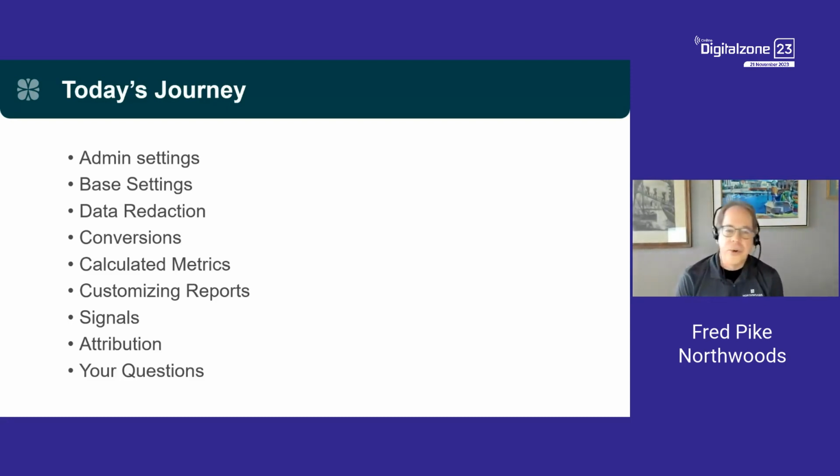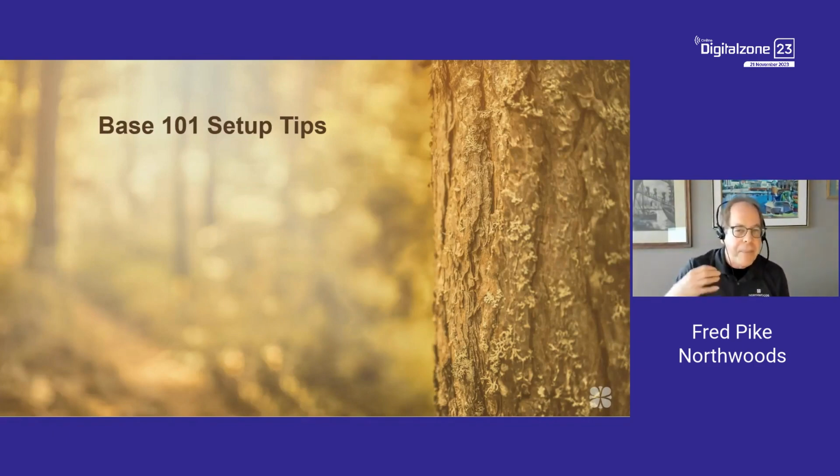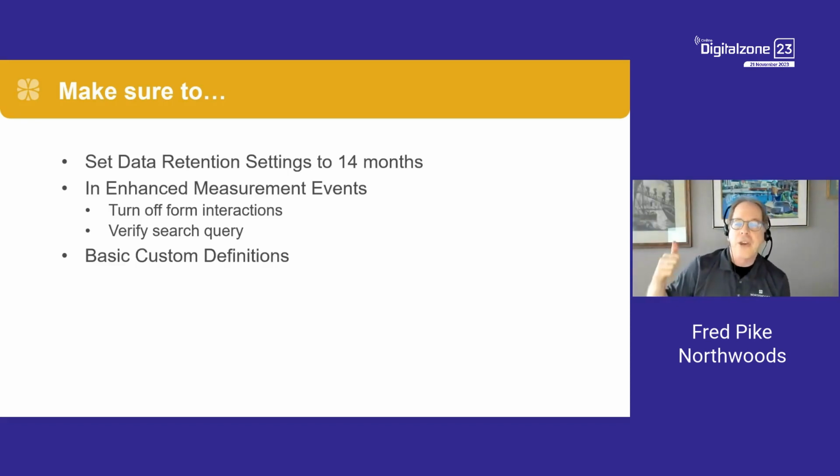So the first thing I want to do is just cover some base setup tips. And I know we're talking about optimizing and customizing, but I go into so many GA4 properties which don't have this setup. And it's like, no. Everybody has to know you have to do this. So what are those things? You need to set data retention settings to 14 months. In enhanced measurement events, turn off form interactions and verify your search query. And you've got to add some basic custom definitions. So let's go live and I'll show you what those things are.